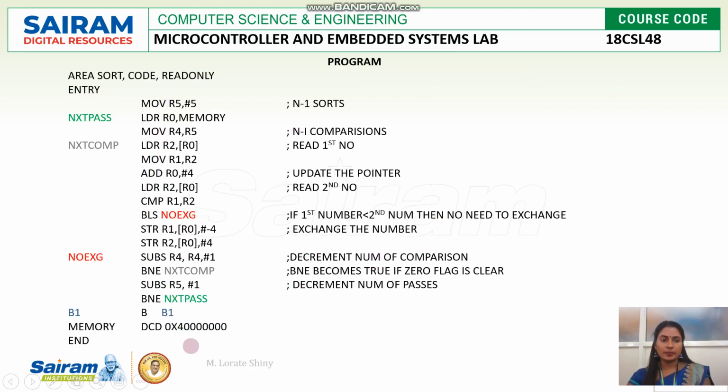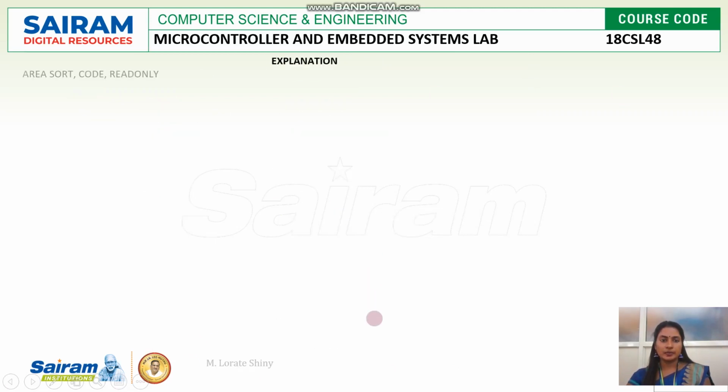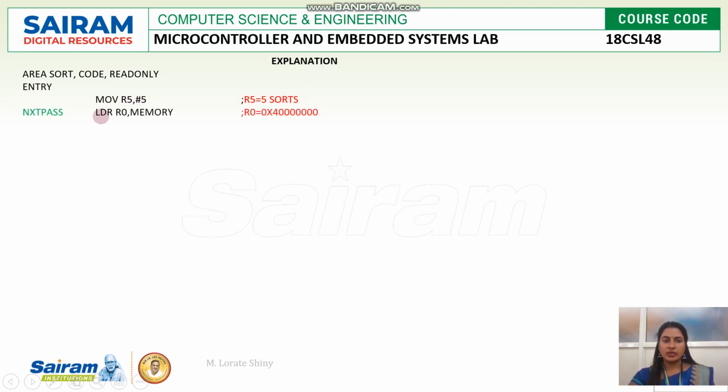This is the program. We'll see the explanation. First line, entry, first instruction, MOV R5, #5. Okay, here we have to take two counts. One is the number of sorts, another one is the number of comparisons. So here R5 is taken as 5, nothing but the number of sorts.